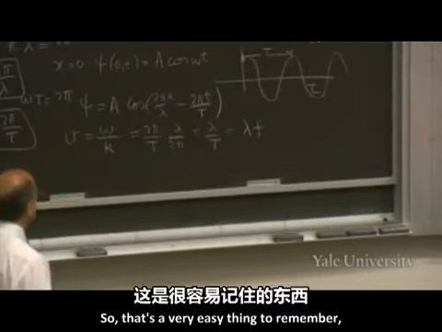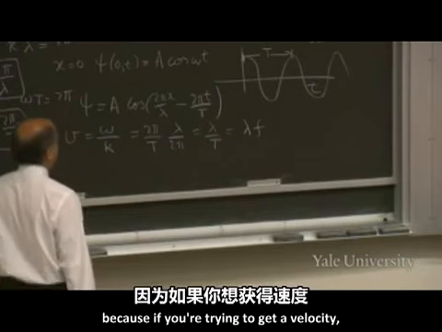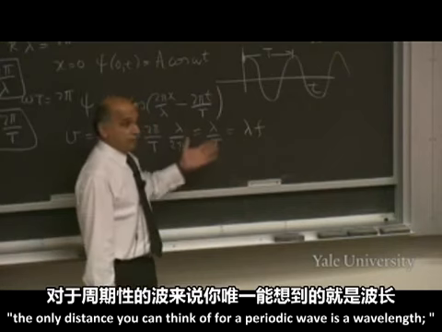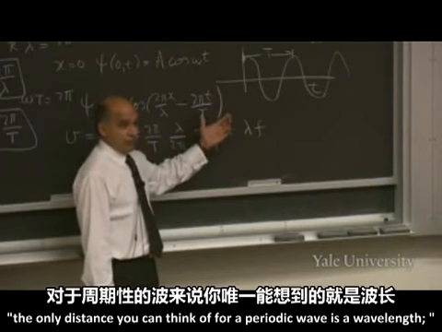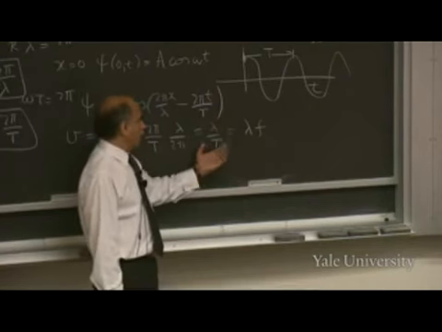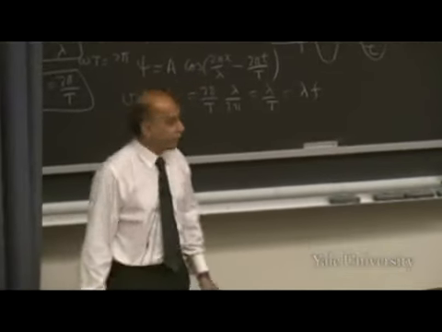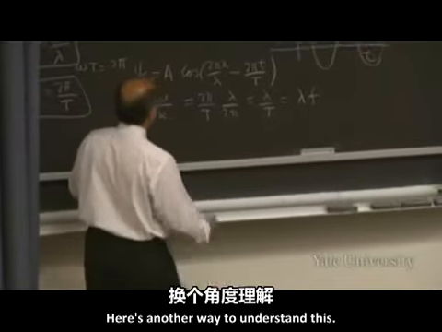So that's a very easy thing to remember, because if you're trying to get a velocity, it's going to be some distance over some time. The only distance you can think of for a periodic wave is a wavelength. The only time you can think of is the time period. It turns out that lambda over T is in fact simply the velocity. Here's another way to understand this.